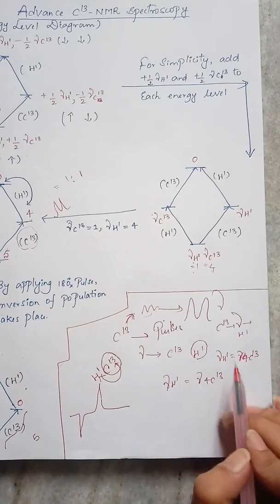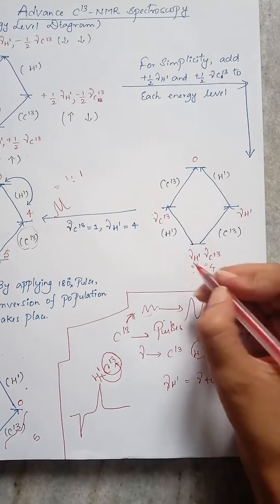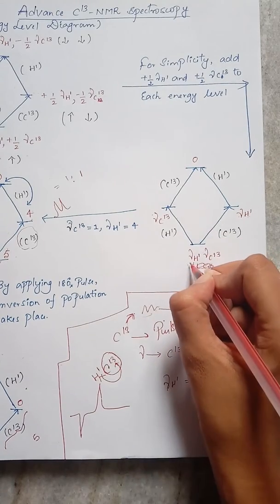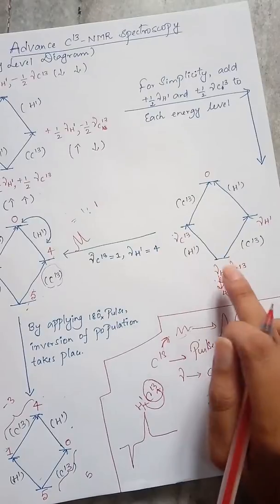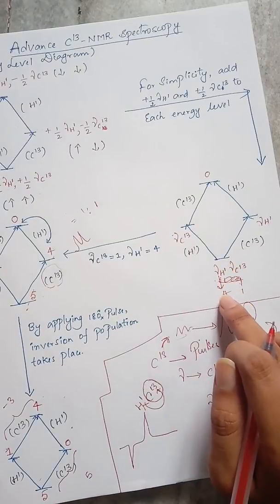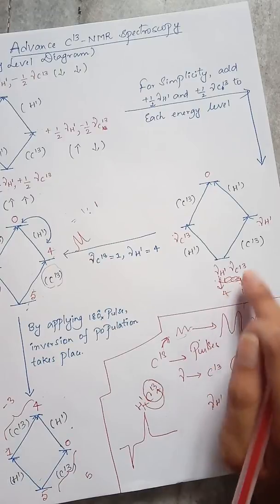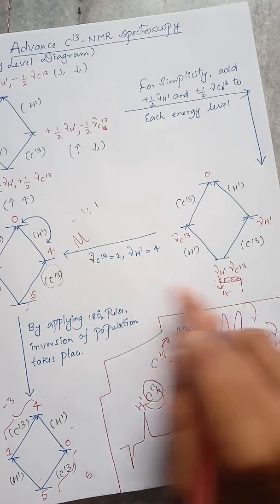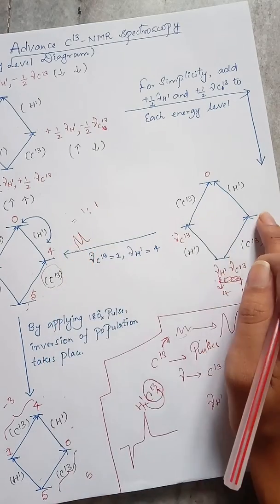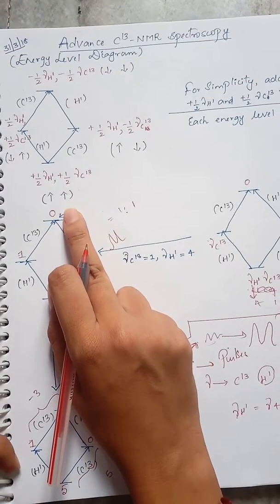Now as I told, the gyromagnetic ratio of C13 is 4 times less than that of proton. So if proton is 4, this is just 1, so this value will become 5, right? It's not that the proton gyromagnetic ratio is 4, but as C13 is 4 times less than that of proton, this value will be 5, and here the proton value is 4, the C13 value is 1, and here it will become 0.